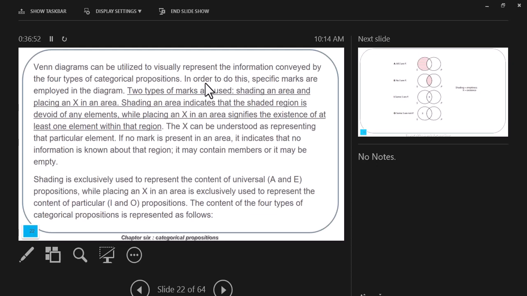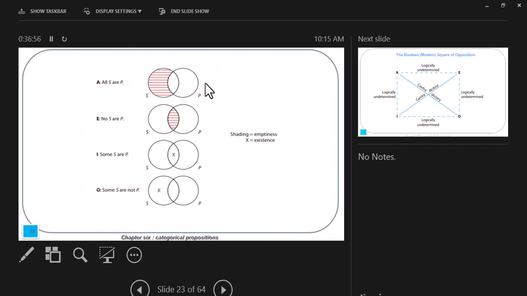The content of the four types of categorical proposition is represented as follows from the Boolean standpoint. A proposition: by shading the region of S which is not included under P. E proposition: by shading the intersection, the common region. I proposition: by placing an X inside the common region. O proposition: by placing an X inside the subject class which is not included in the P class. So you need to remember this: shading means empty, X means existence. X means at least one element of S or one element of P is included in that particular class.